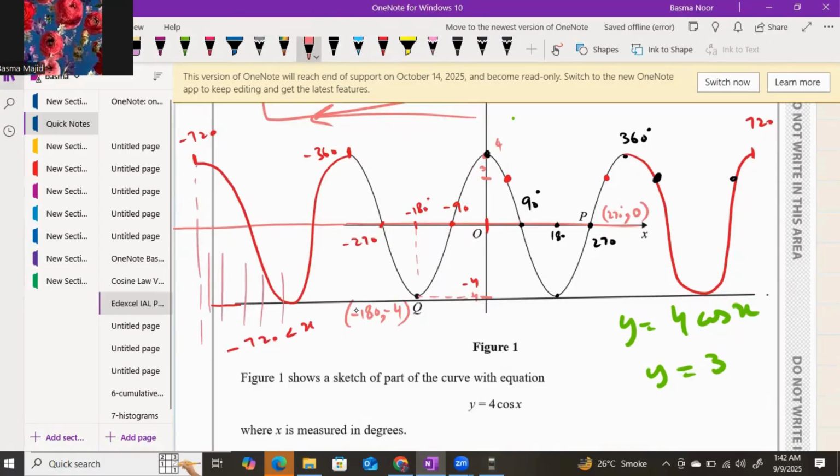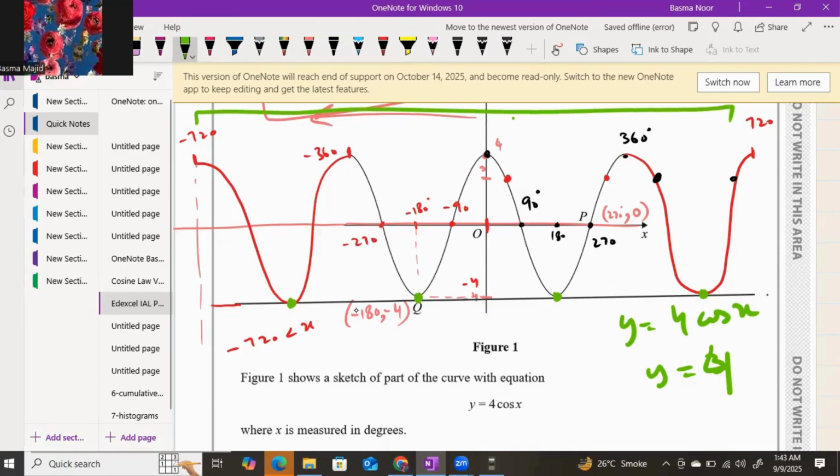So how many points of intersection can you see here for the line y equals negative 4? 1, 2, 3, 4. The cosine curve 4 cos of x is intersecting with the line y equals negative 4 at these 4 points. We started from negative 720 and ended at 720. From negative 720 to 720 we are getting 4 curves, so we are getting 4 points.